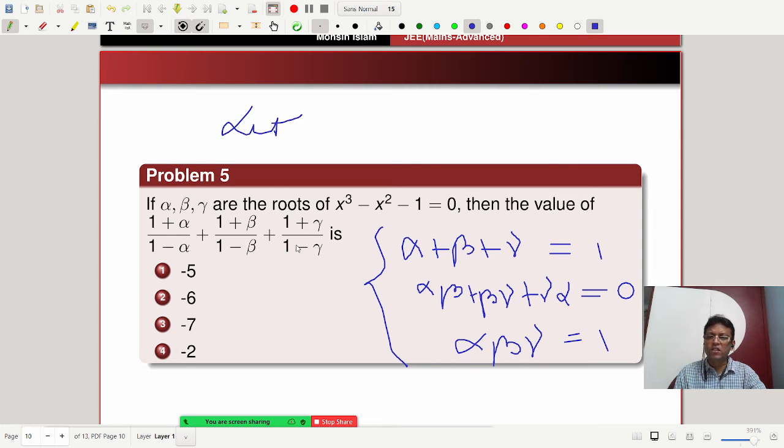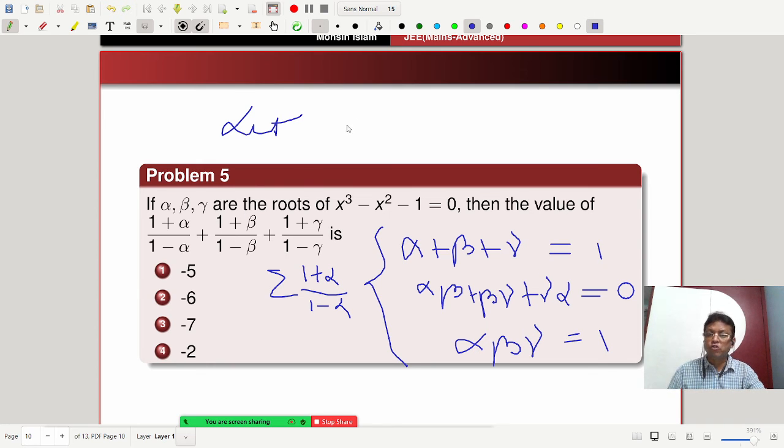You can write this given equation as summation (1 plus alpha) by (1 minus alpha). That will provide you the same meaning, that is (1 plus alpha) by (1 minus alpha), (1 plus beta) by (1 minus beta), (1 plus gamma) by (1 minus gamma). So naturally it will give you the same idea. So (1 plus alpha) by (1 minus alpha) is a symmetric function. This is sometimes called symmetric functions.